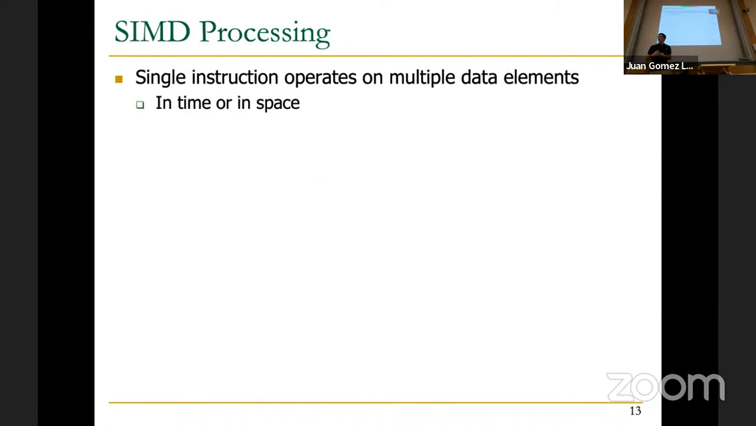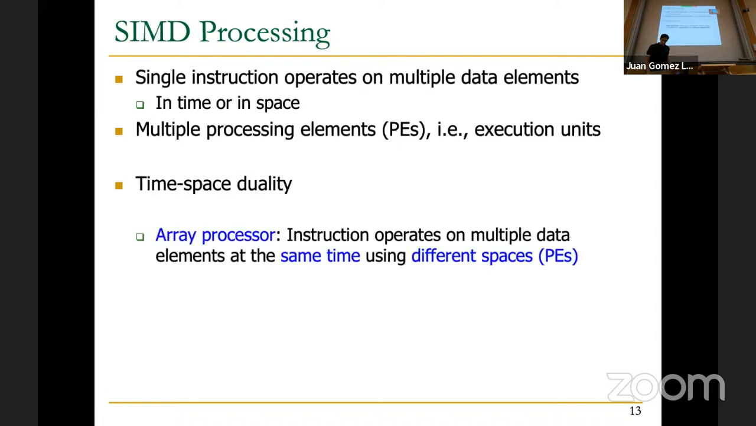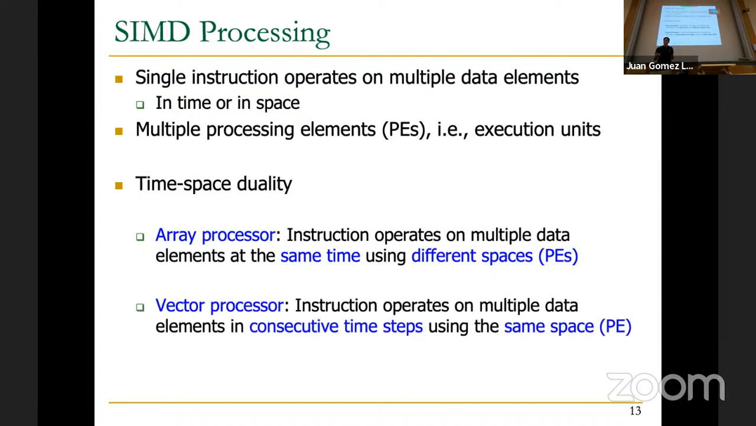And this parallelism, this concurrency, might happen either in time or in space. The simplest thing that you can think about is that you have multiple processing elements, and in all these processing elements, you execute the same instruction at the same time, right? That's only one type of SIMD processor. That's what we call an array processor indeed, because there is here this time-space duality. In the array processor, the same instruction operates on multiple data elements at the same time in different spaces, while in the vector processor, the same instruction operates on multiple data elements in consecutive time steps using the same unit, using the same space.